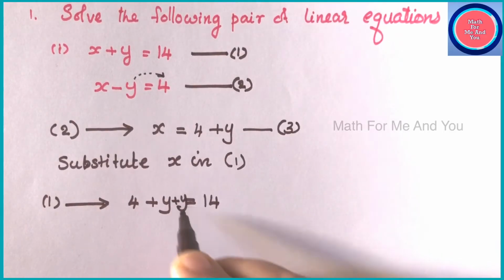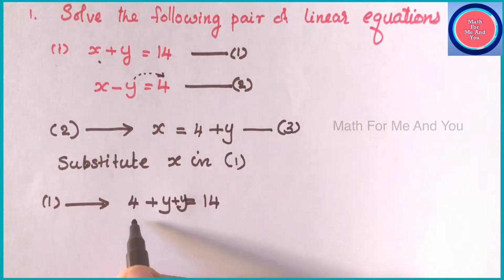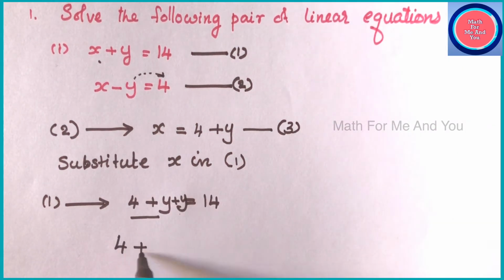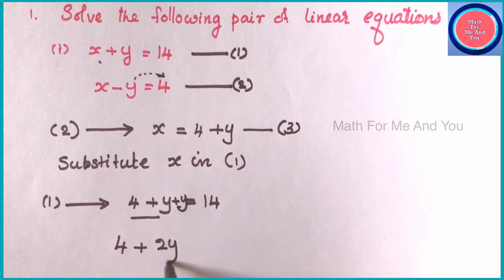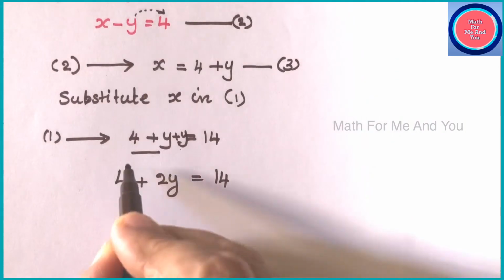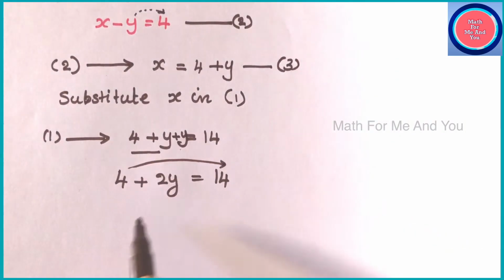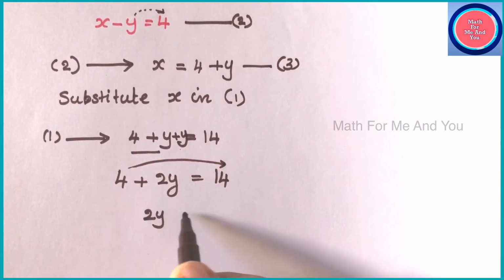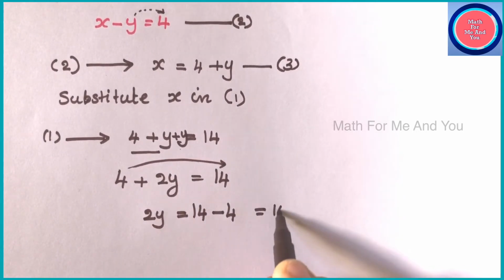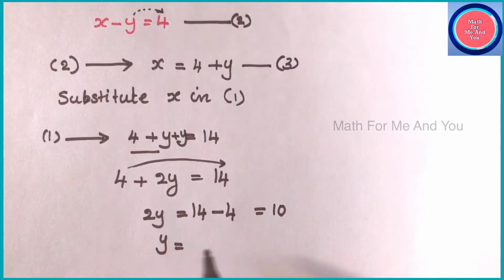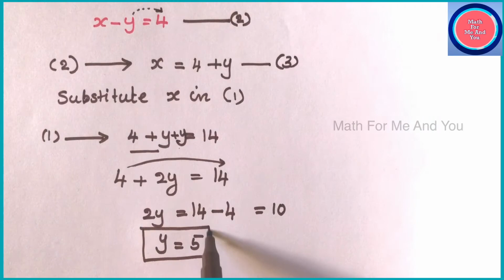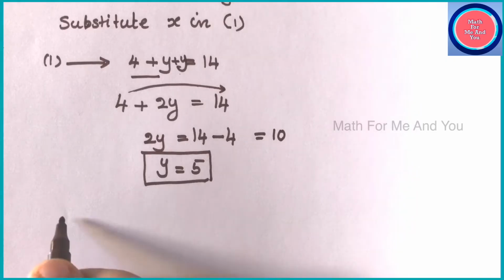Now the equation x plus y equals 14 becomes 4 plus y plus y equals 14. That means it is changed to a one variable equation. We can combine the variable, we get 4 plus 2y equals 14. Move 4 to the right side. Then we get only the y term, 2y equals 14 minus 4. Plus 4 going to the other side as minus 4, equals 10. What is y? y equals 5. See, the value of the variable y is ready.